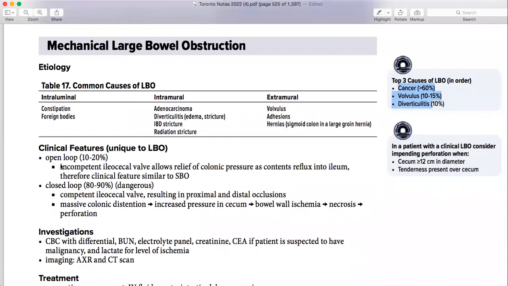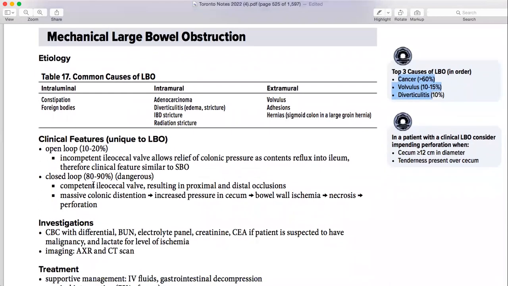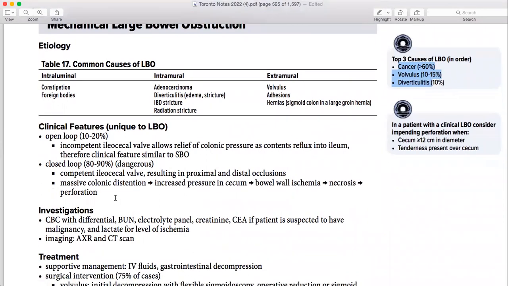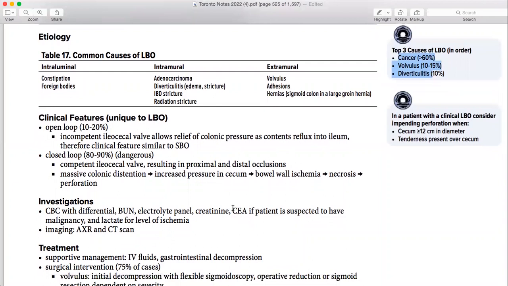Okay. Clinical feature is open loop and closed loop. So closed loop is more common, but just because this is more common, don't forget the uncommon one as well. Investigation is CBC with differentials, electrolytes, creatinine. So you have to do everything, because maybe anything is causing that problem.